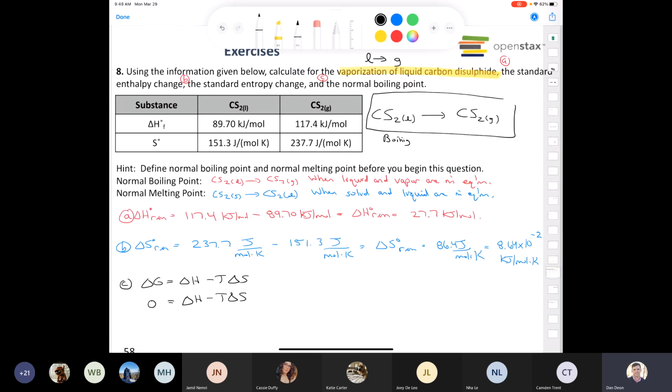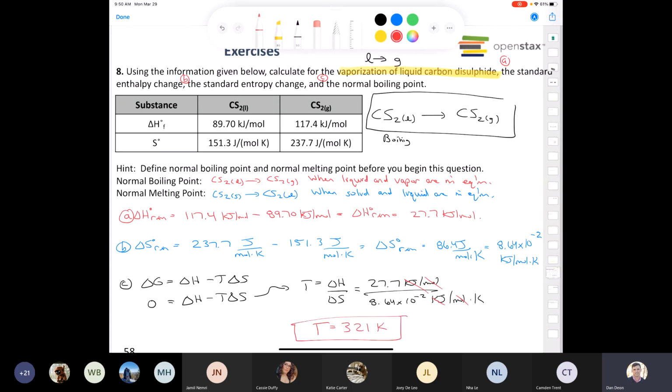And we can solve this for T. Then we can simply say T is equal to delta H over delta S. So that's going to give us the temperature at which these are in equilibrium, right? That tells us the temperature at which the vaporization or the boiling occurs. Watch. Let's plug in some numbers here. We've got 27.7 kilojoules per mole divided by 8.64 times 10 to the negative 2 kilojoules per mole Kelvin. Look at this. Kilojoules cancel, as do moles, and I end up with Kelvin as being my unit that's left over. And I end up with 321 Kelvin.